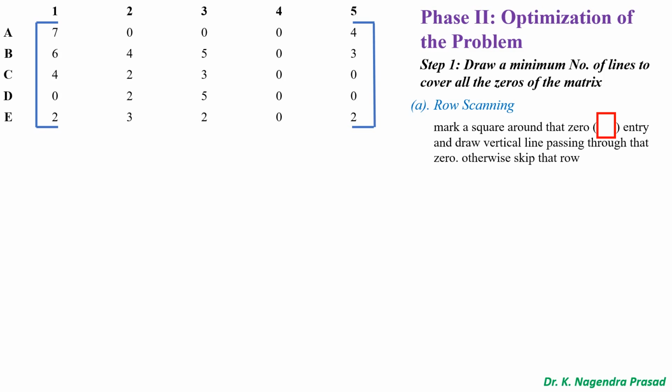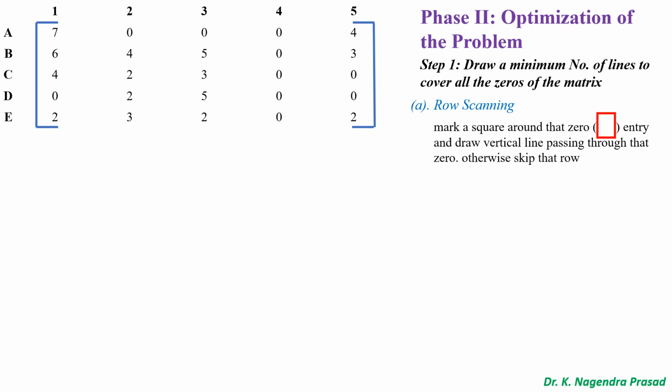In this, the first step is to draw a minimum number of lines to cover all the zeros of the matrix. For this, first we have to go for the row scanning and start with the first row. We have to observe, is there exactly one zero? Then we have to mark a square around that zero and draw a vertical line passing through that zero. Otherwise, we have to skip the particular row.